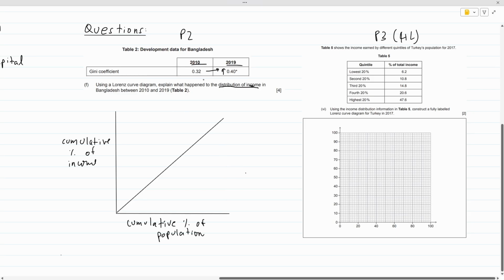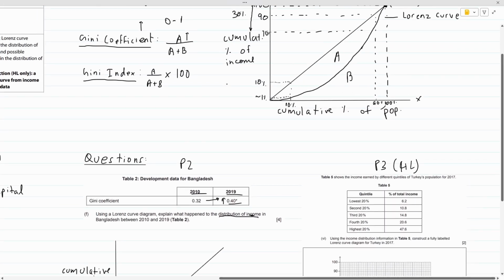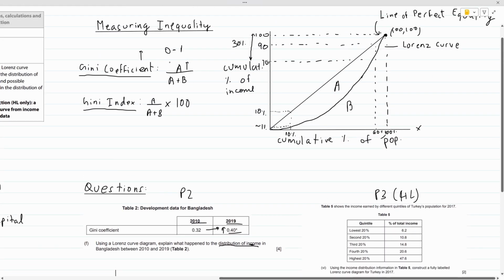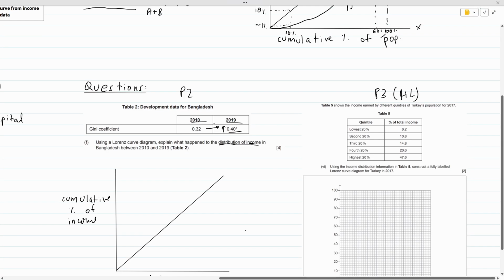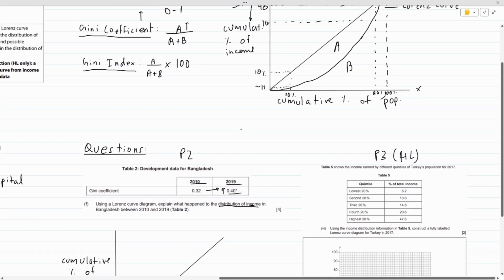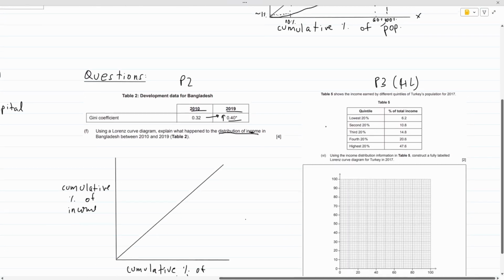Okay. So now we can see from 2010 to 2019 the Gini coefficient has gone up. And what that means is that inequality has increased. As I already explained, since area A increases, inequality goes up. Now we can use the reverse logic here. Since Gini coefficient increases, we can infer that area A is increasing.